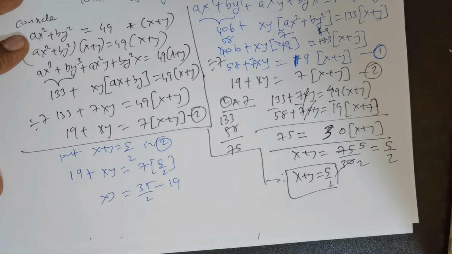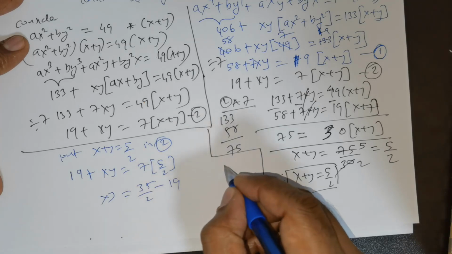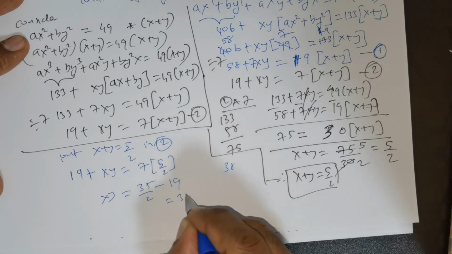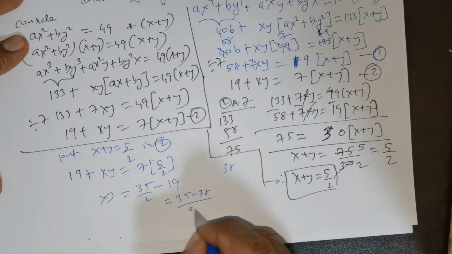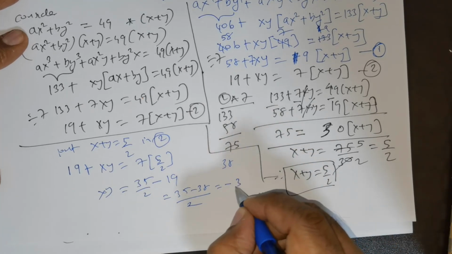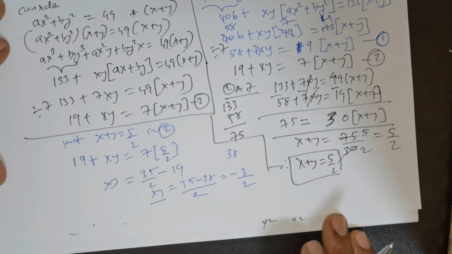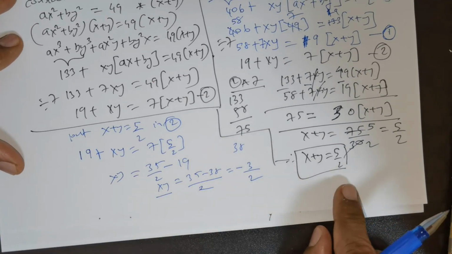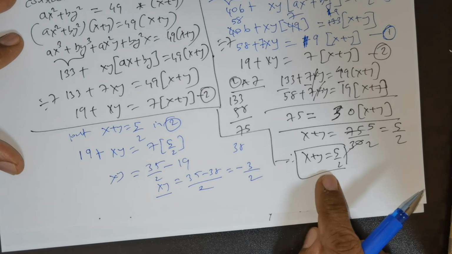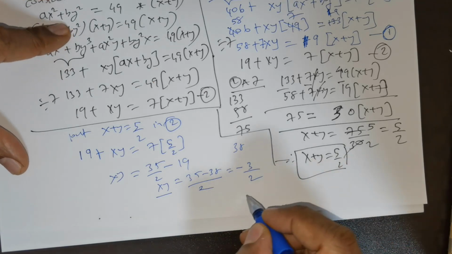So I think you will end up in a negative value. So 9 2s are 18, this is 38. So this is 35 minus 38 divided by 2, which is negative 3 over 2. This is my x into y. So what have we got? We got the product of the roots, we got the sum of the roots. Right?